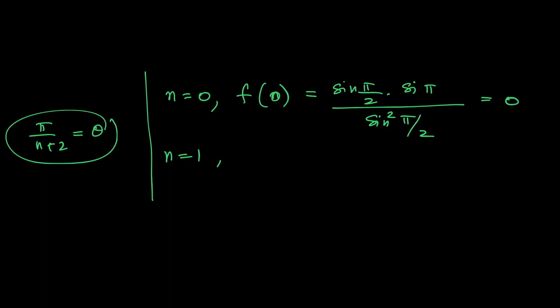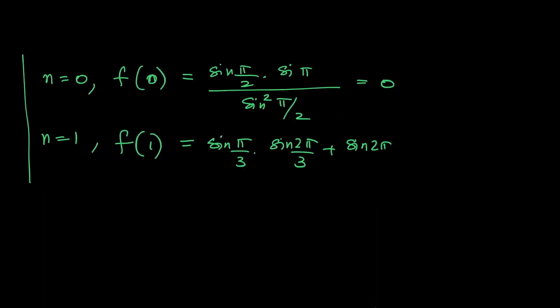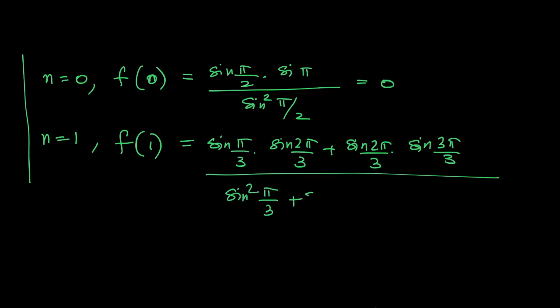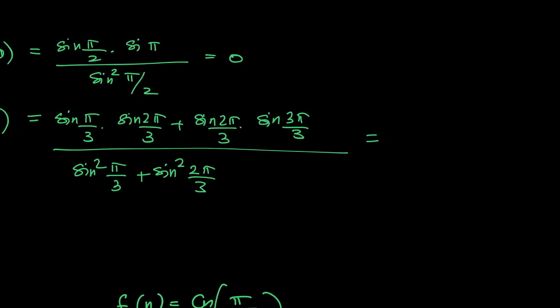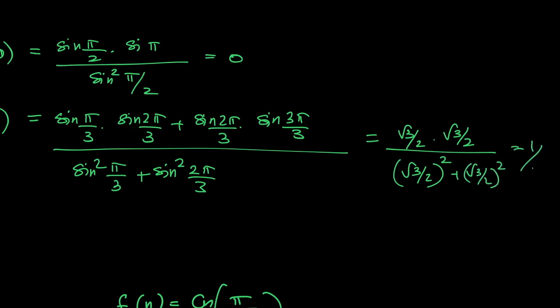Now you put n is equal to 1, your f of 1 will be, you have two terms in the numerator, which is sine pi by 3 into sine 2 pi by 3 plus sine 2 pi by 3 into sine 3 pi by 3, divided by sine square pi by 3 plus sine square 2 pi by 3. So the numerator will be root 3 by 2 into root 3 by 2, divided by root 3 by 2 the whole square plus root 3 by 2 the whole square, which will be 1 by 2.